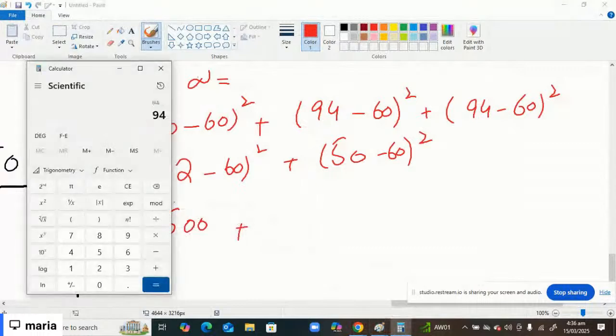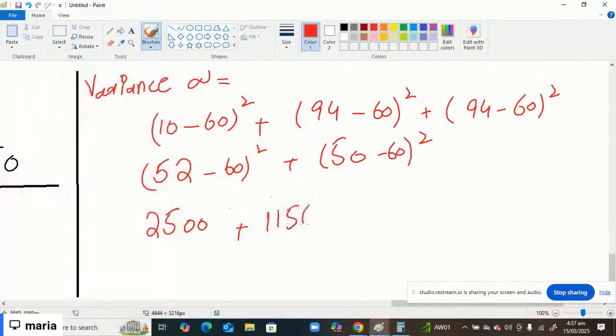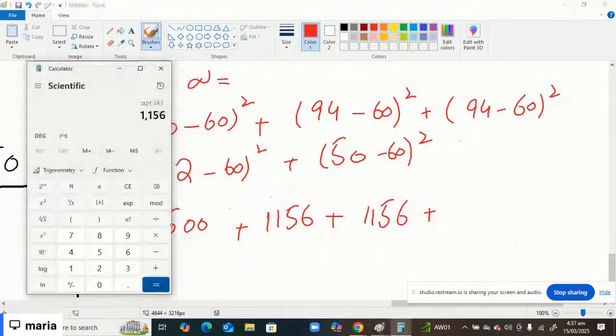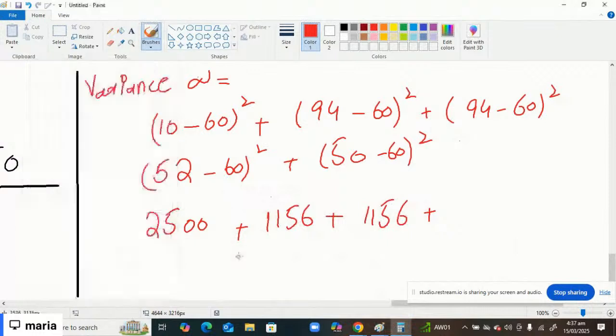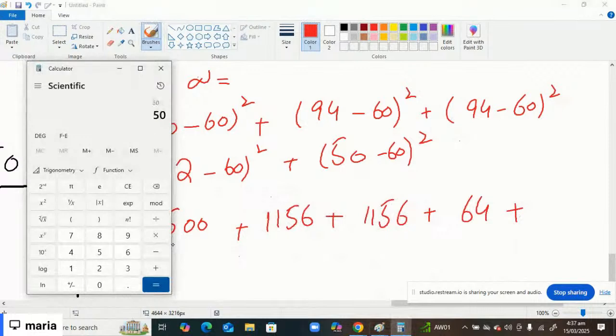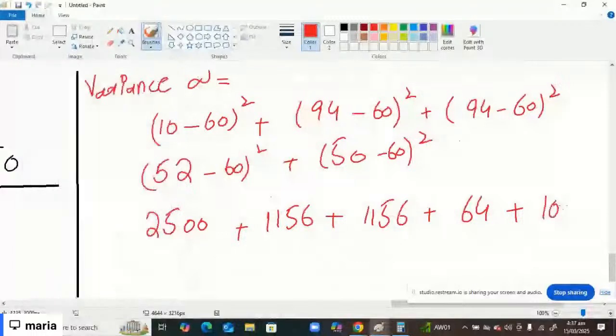plus 94 minus 60. Okay, this is 34. Taking the square of 34, 1156, plus, again, this is the same, 1156. Okay, 52 minus 60. This is minus 8, and then taking the square, this is 64, plus 50 minus 60. This is minus 10, and that is the square, which is 100.